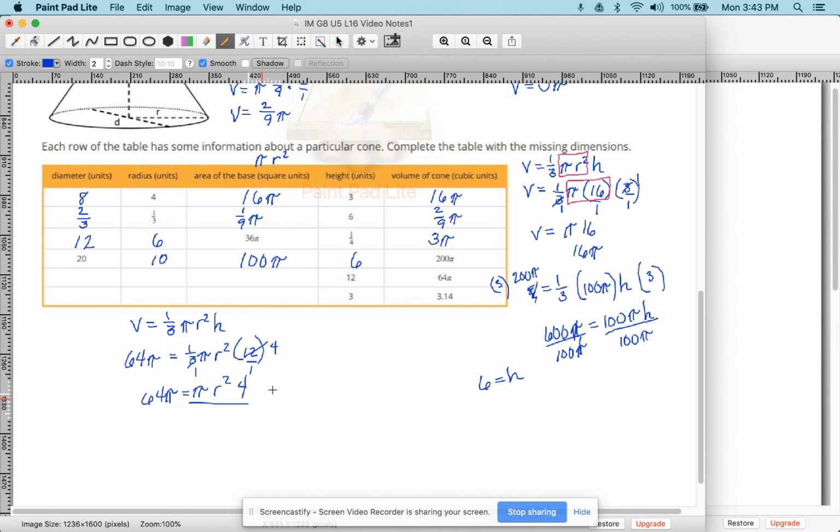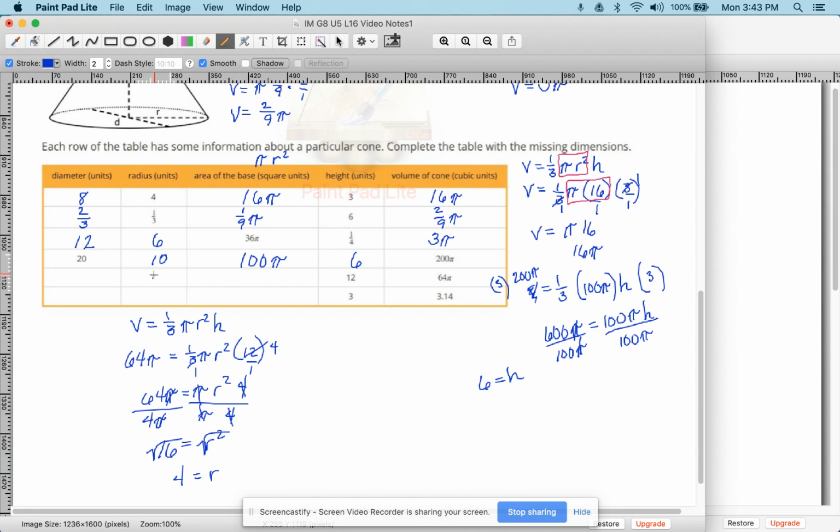So I can divide by everything except the radius squared because that's what I need to get. I can divide by pi and I can divide by 4 over here. Same thing, divide by 4 and divide by pi. And what happens over here, I've got pi divided by pi is 1. 64 divided by 4 is 16. And then over here I have my radius squared because these cancel each other out. So I have 16 equals radius squared, take the square root, and I get 4 equals my radius.